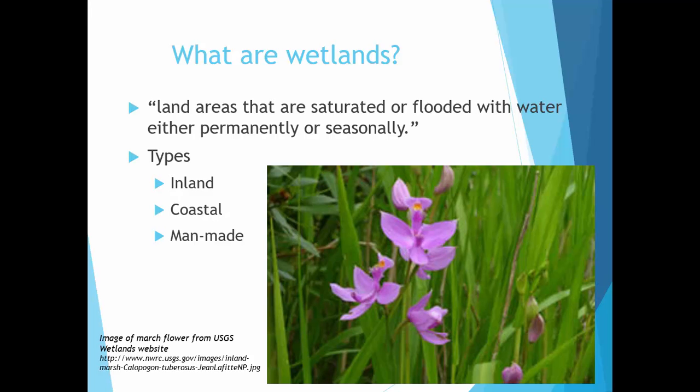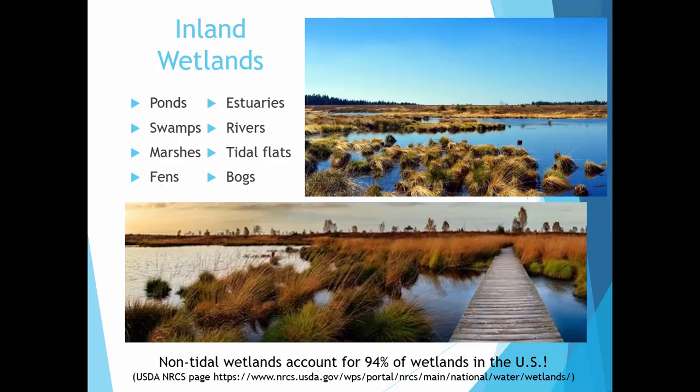As a result, we tend to greatly impact wetlands. And wetlands are land areas that are saturated or flooded with water, either permanently or seasonally. And whenever we take water out of surface water, it can impact these natural wetland areas. There are 3 types of wetlands. These include inland wetlands, coastal wetlands, and the man-made wetlands. We'll go through each one separately.